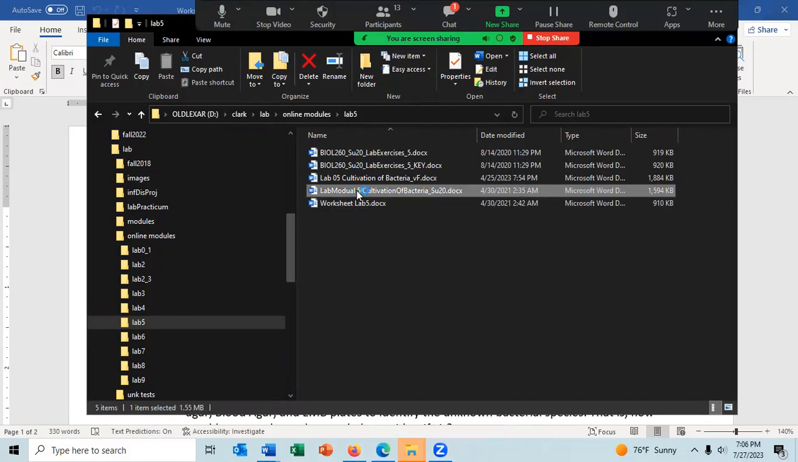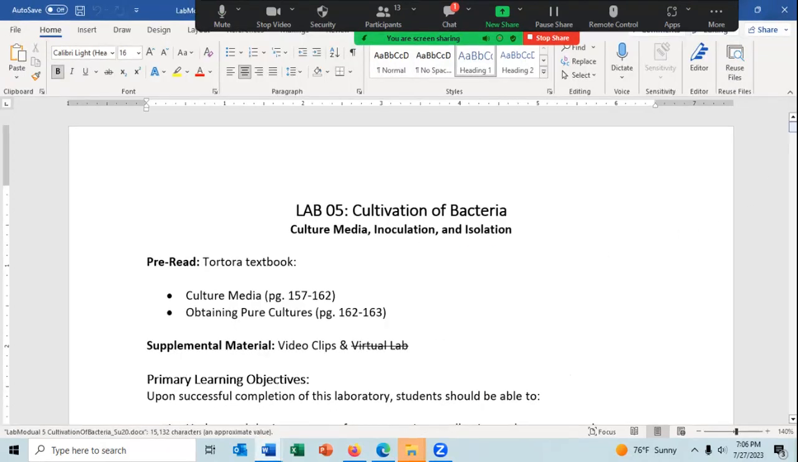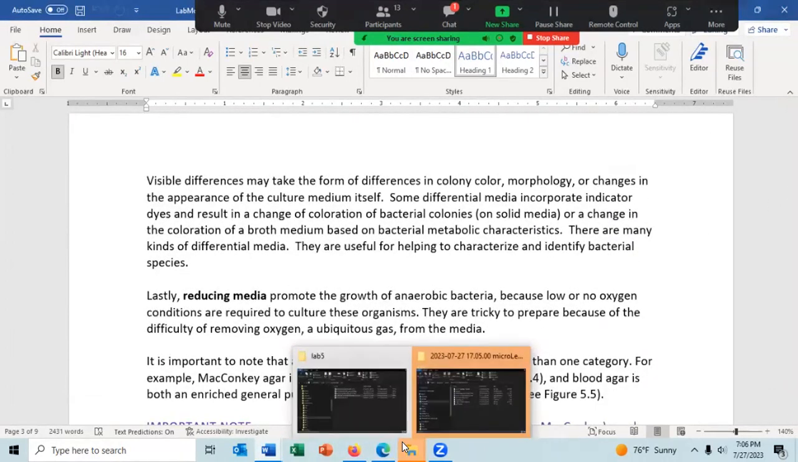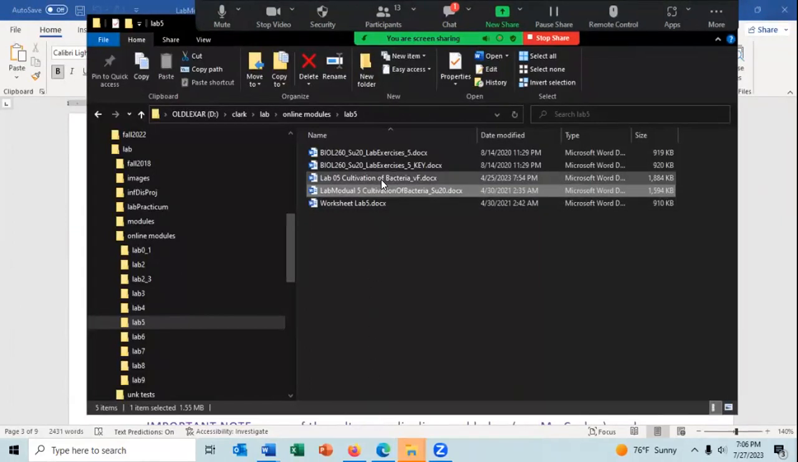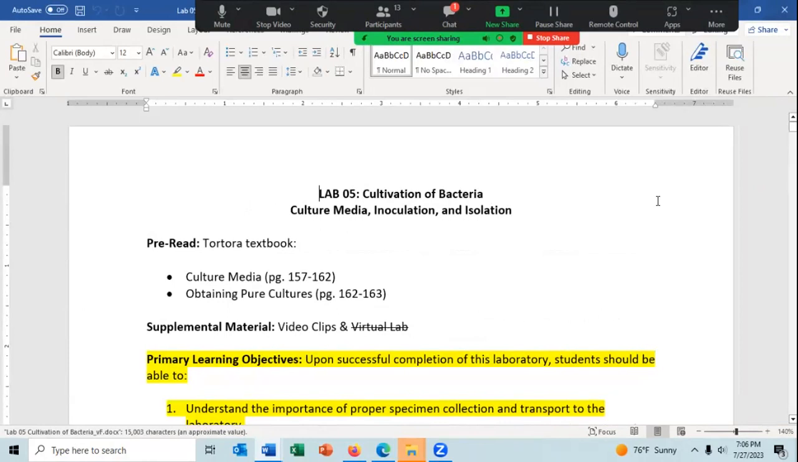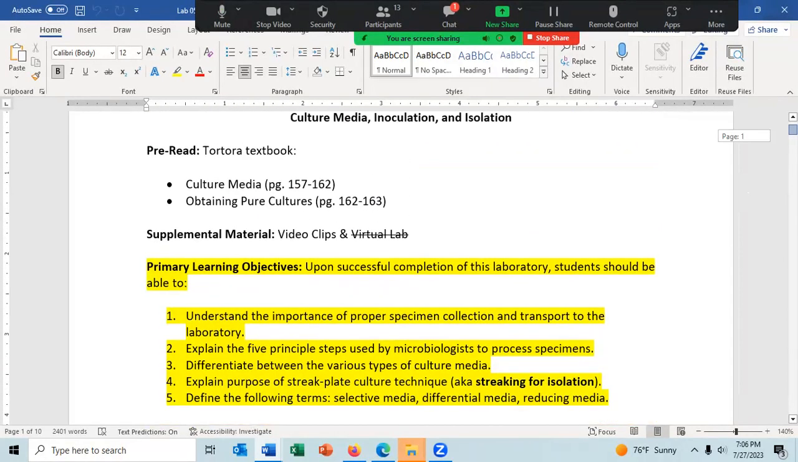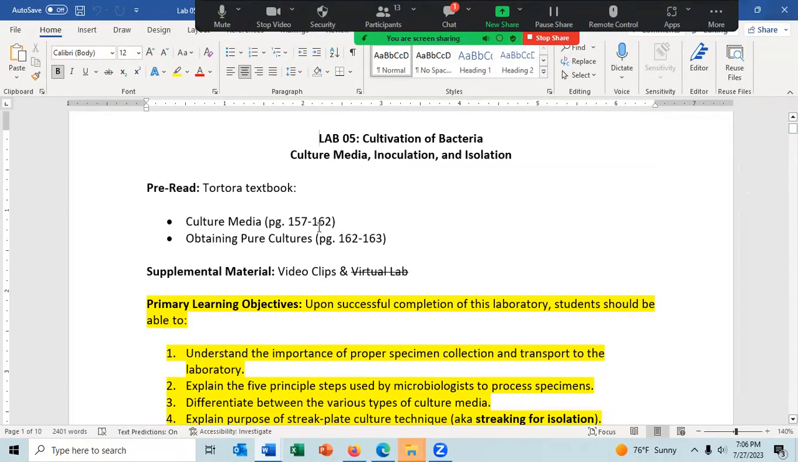I think this is it. Nope, that's not it. There it is. All right, there's a little bit of reading to do, but not much. Read about culture media and read about obtaining pure cultures. Both of them are really short, only a page and a few pages. But lab 5 is the cultivation of bacteria, different culture media, inoculation, and isolation.